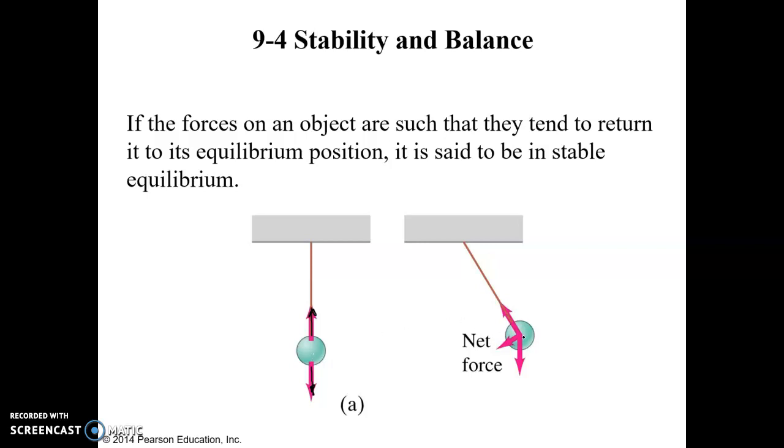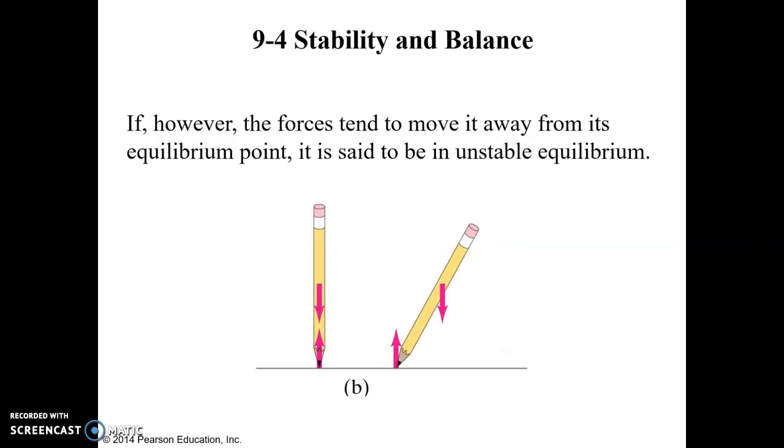If we apply some other force, some third force here to the side to keep it in this position, it's in equilibrium, but it's not necessarily stable, because if we remove that third force, it's going to swing to the side. So something that is in a state of equilibrium may not necessarily be stable.